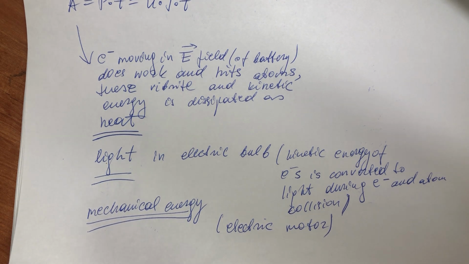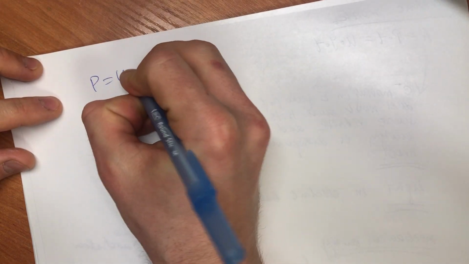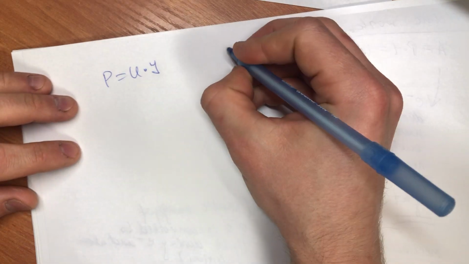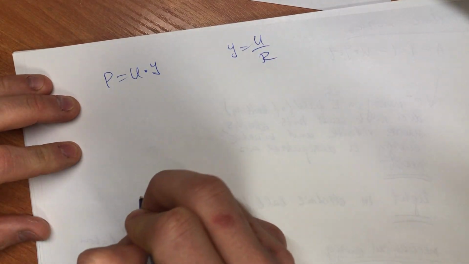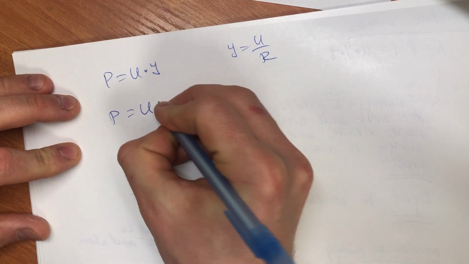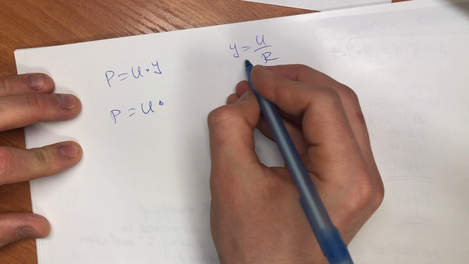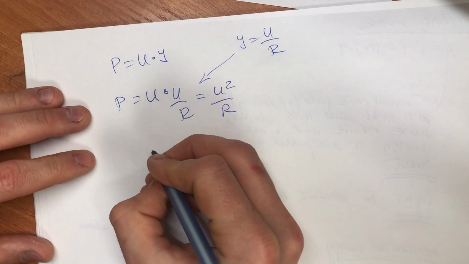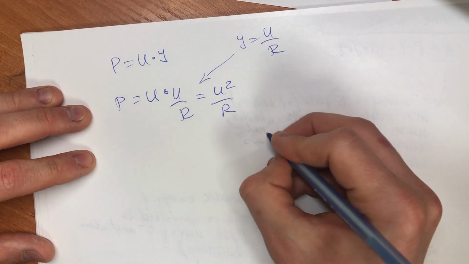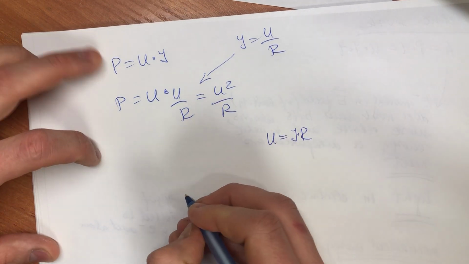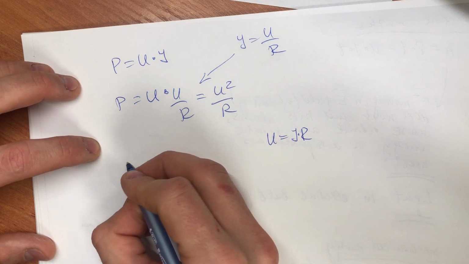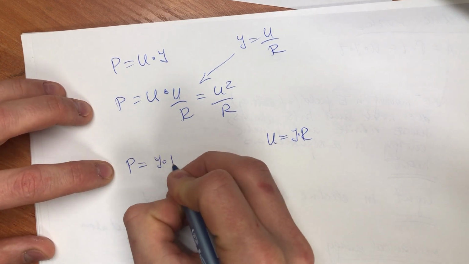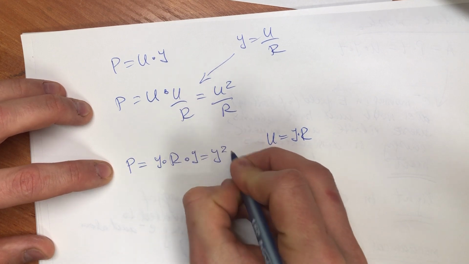Now, from the equation P equals U times I, according to Ohm's law, I is U divided by R. So we can write U times I, where I is U divided by R, as U squared divided by R. Or from this equation again, U is I times R, and we can rewrite it: P is I times R times I, which is I squared R.